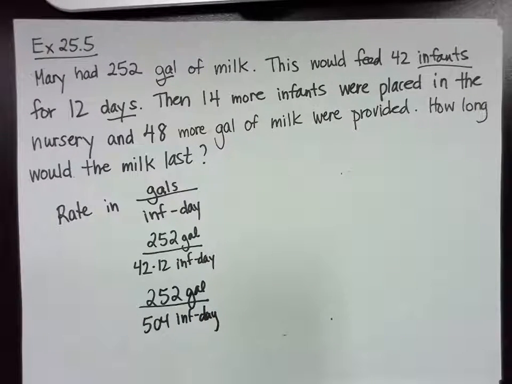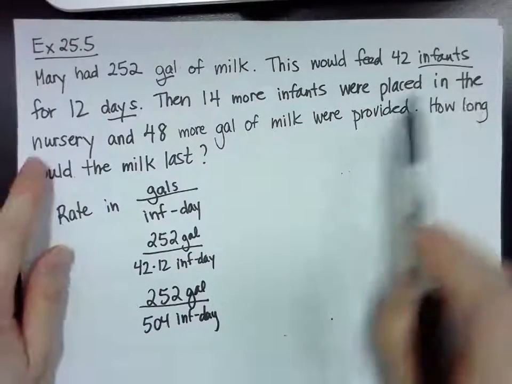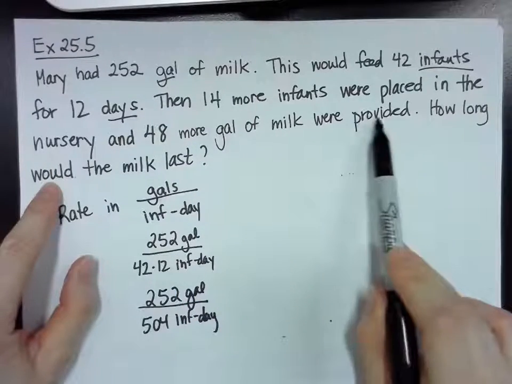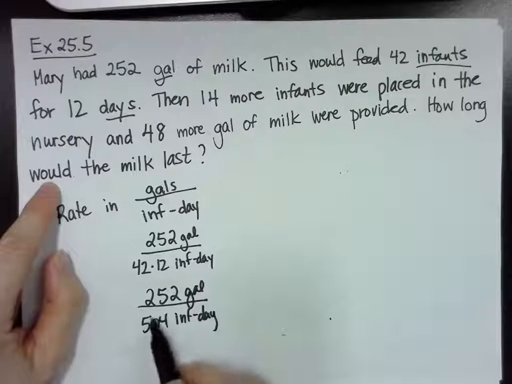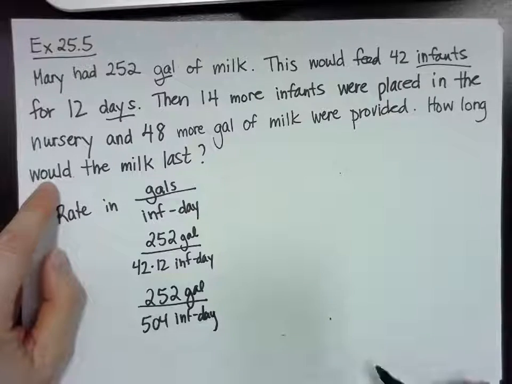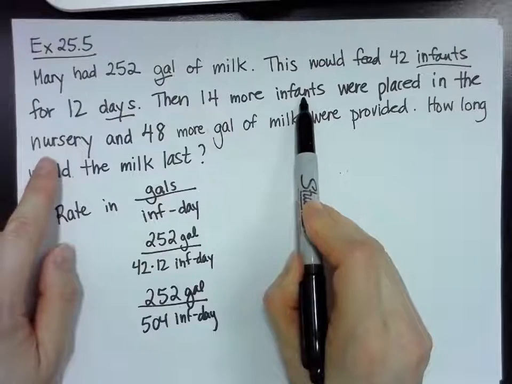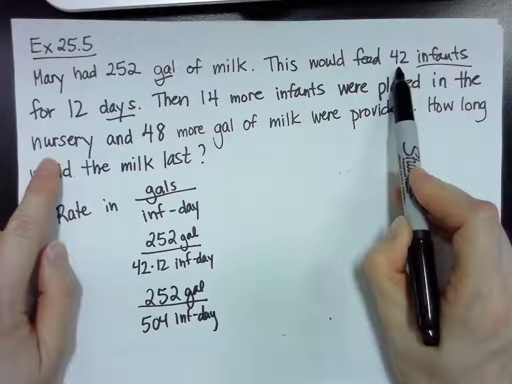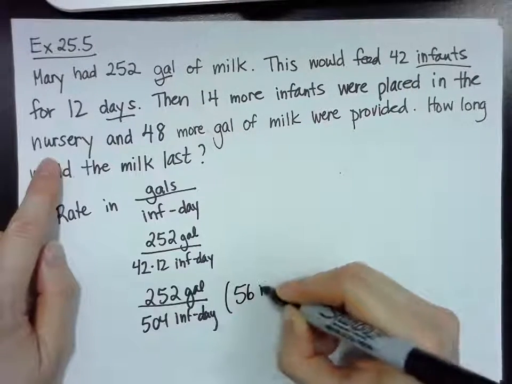Okay. So, now they tell us that 14 more infants are placed in the nursery, and 48 more gallons of milk are provided. And how long is this milk going to last? Okay, so we take our rate of 252 gallons for 504 infant days. We've got 14 more infants that are placed in the nursery. So there used to be 42. Now there's 14 more infants. Now there's 56. So that's 56 infants.